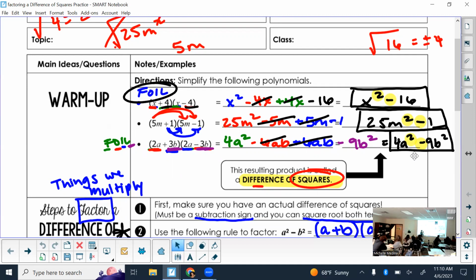Why did we only have 2 terms? Because in each situation, the middle terms canceled each other. Okay, so that's why we ended up with just 2 terms. And they're especially unique because they're what we call a difference of squares.